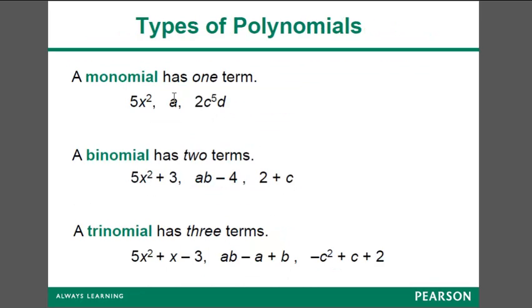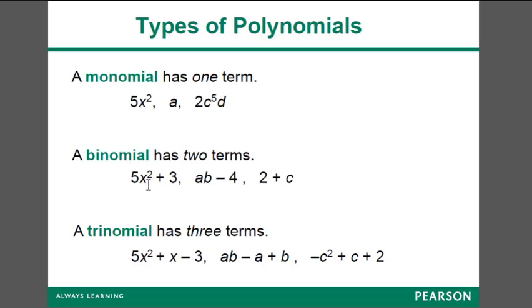There are different types of polynomials. A monomial just has one term, 5x squared. That is a monomial. It just has one term. a is considered a monomial. 2c to the fifth d is a monomial.